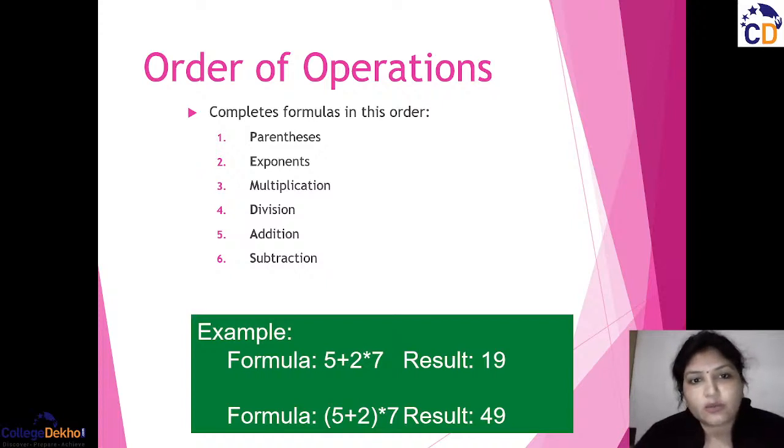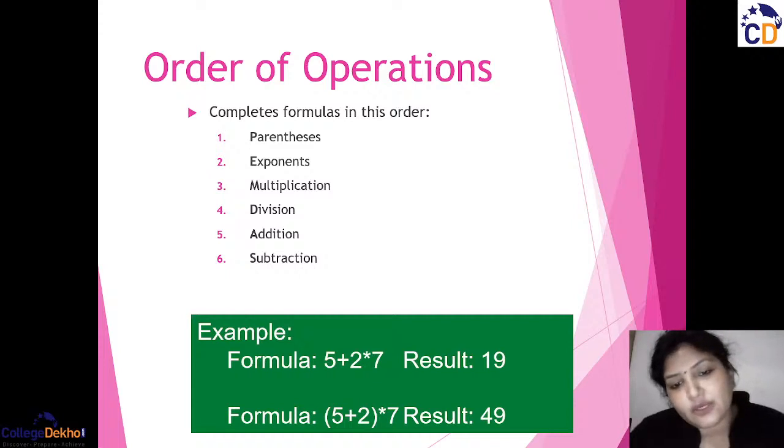Then we have the order of operations. It completes a formula in this order: parenthesis, exponents, multiplication, division, addition or subtraction. Like if we have the formula 5 plus 2 into 7, first it multiplies, that is 2 sevens are 14, and now 14 plus 5 is 19. If you have brackets, first it is going to open the parenthesis, so 7 into 7 is 49. This is how it works, same as BODMAS.